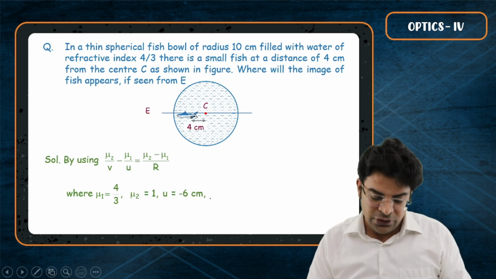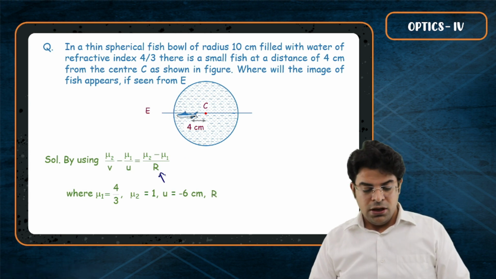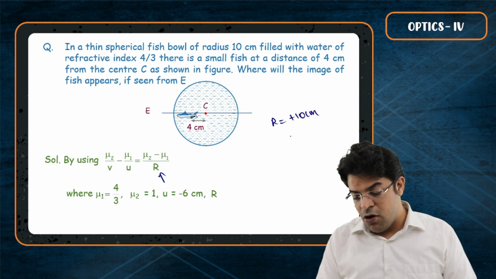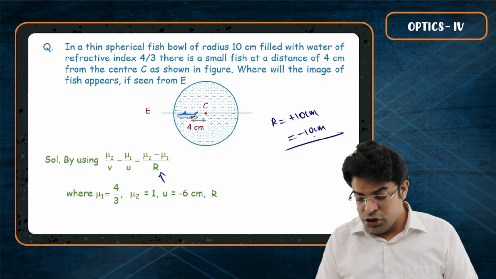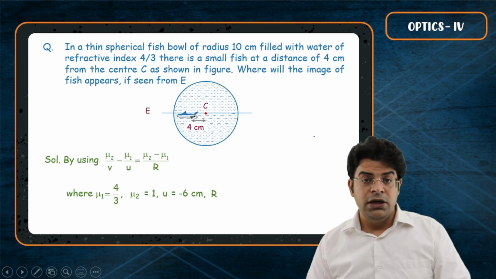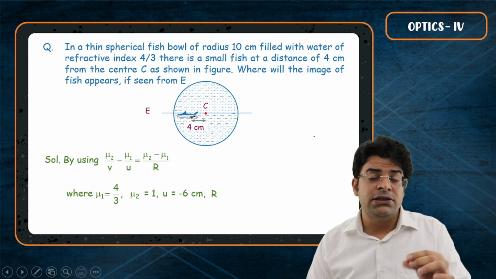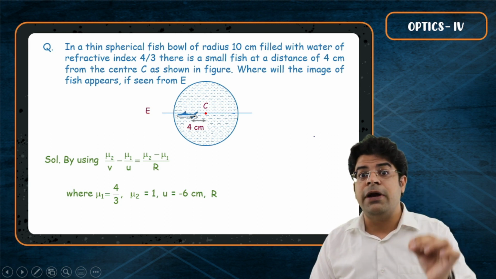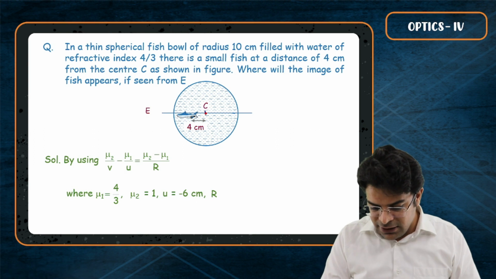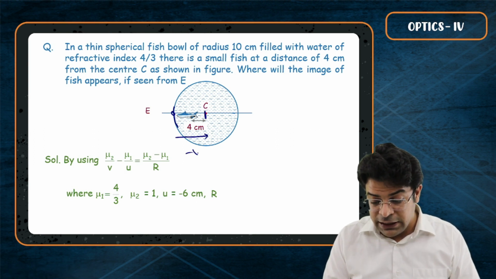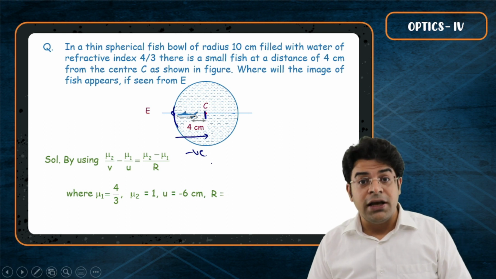And the last thing you need to substitute is r. Now kids, tell me, you will substitute r as plus 10 centimeter or minus 10 centimeter? You will never place it wrong if you know the definition of r. The definition of r is position of center with respect to pole. And center is here, pole is here, and this direction is negative. So you will substitute r as minus 10.